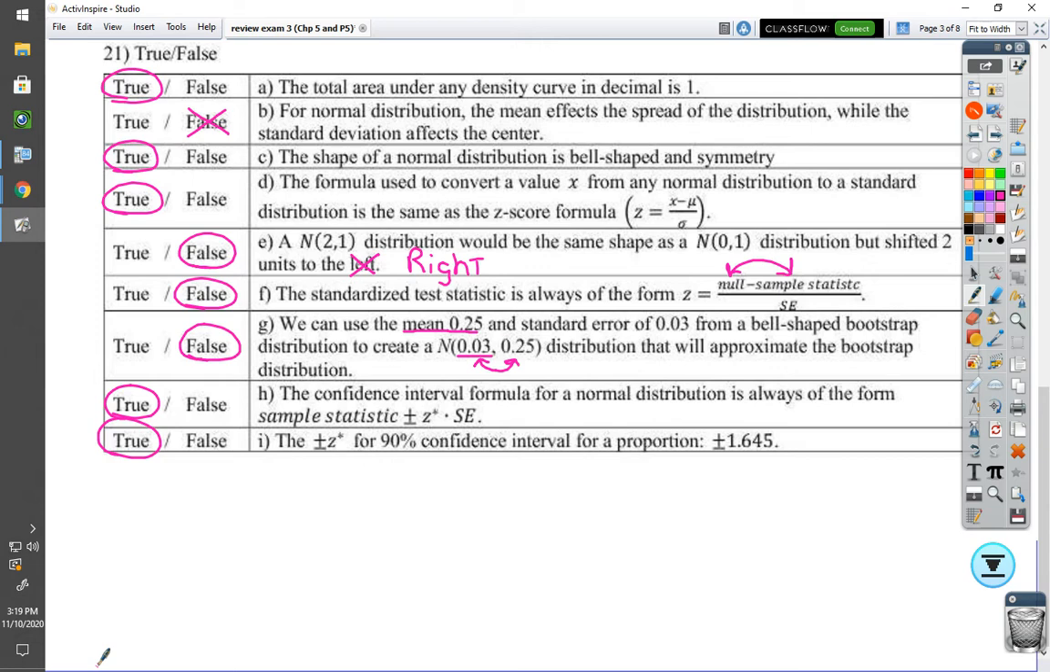If you want to simply go find that on your own, then you can use the inverse norm for a 90%. Inverse norm, and put your area on center for a 90% value. And you will get the calculation of plus and minus 1.645.